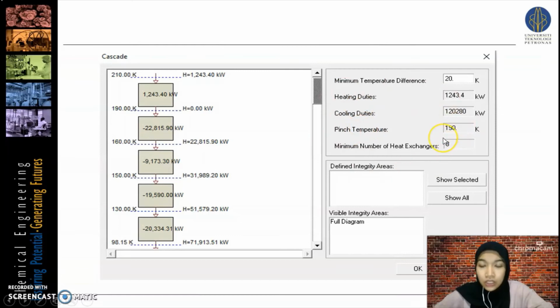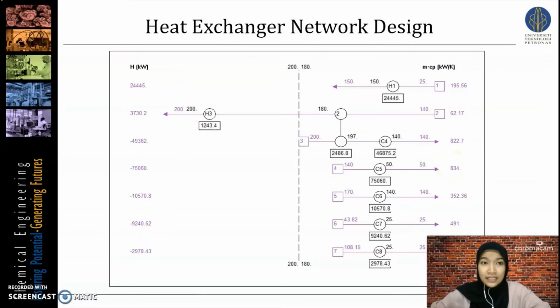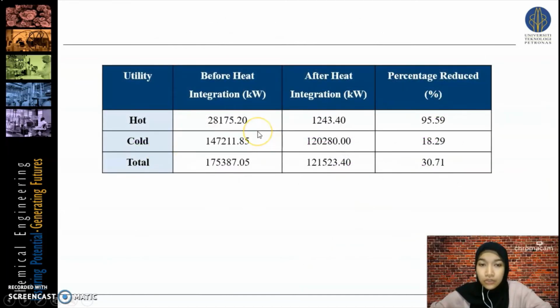So from this information, we can use it to design our heat exchanger network. This is the finalized design of our heat exchanger network. We can see from this design that only stream 2 and stream 3 are feasible to be exchanged. For the rest, we have to install the heater and cooler. So from this heat integration, we can reduce the hot utilities by almost 96%. We can also reduce the cold utilities by almost 20%.